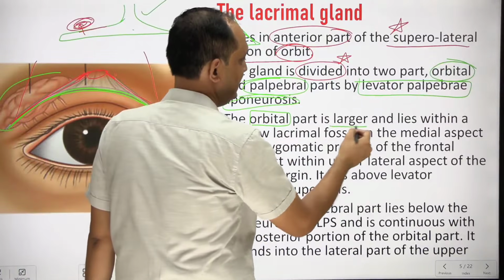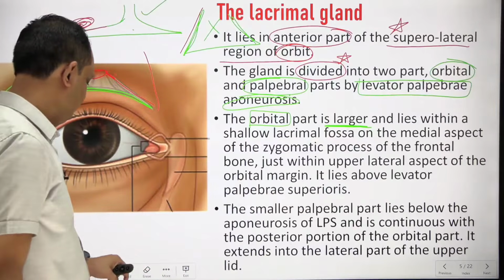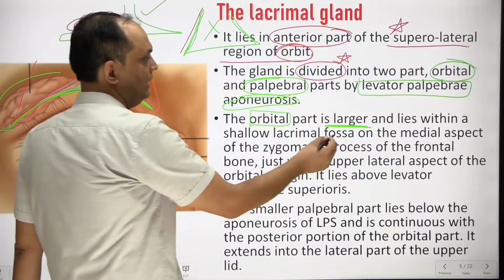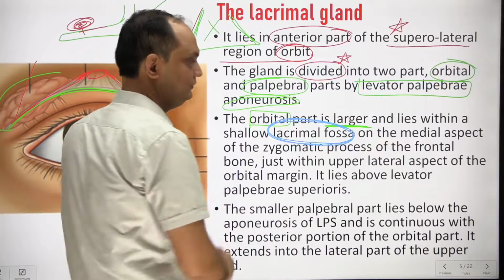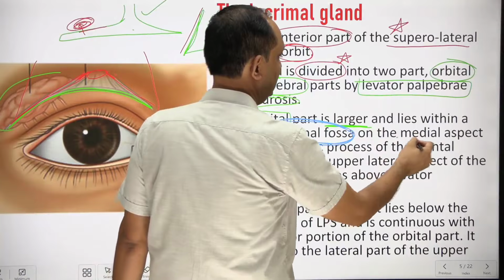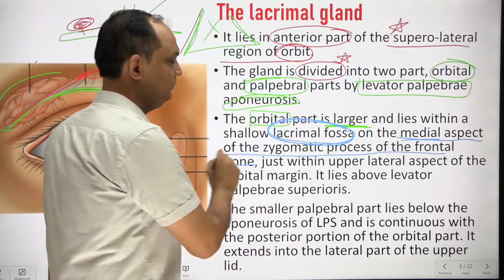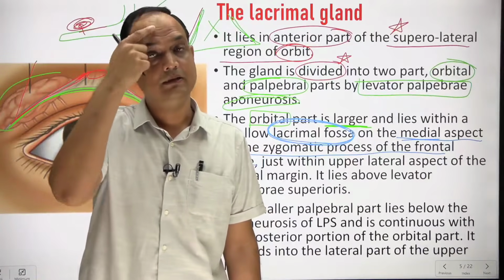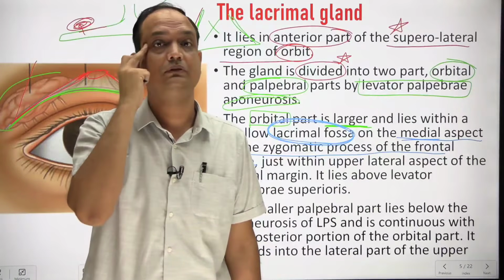Now the orbital part is larger and it lies within the shallow lacrimal fossa. Where does it lie? It lies in the shallow lacrimal fossa. Now this lacrimal fossa is a bony feature. It is present on the inner or medial aspect of the zygomatic process of the frontal bone. So this is the frontal bone. On the lateral side you have this zygomatic process of the frontal bone.